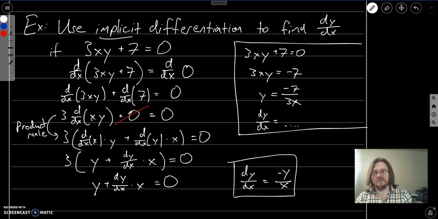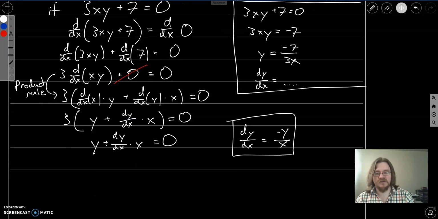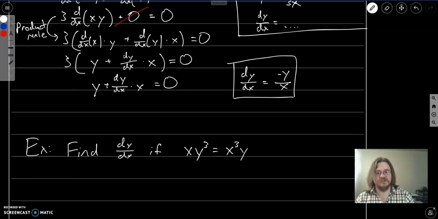When it says use implicit differentiation, they usually mean don't solve for y. Don't try to solve for y, because there are situations in which you can't solve for y, and we need to use implicit differentiation. So for example, in this equation here, it is impossible, well, I don't want to say impossible, but it would be extremely difficult to try to solve for y and then take the derivative. We will use implicit differentiation to find the derivative of this guy, and I will do that in the next video.